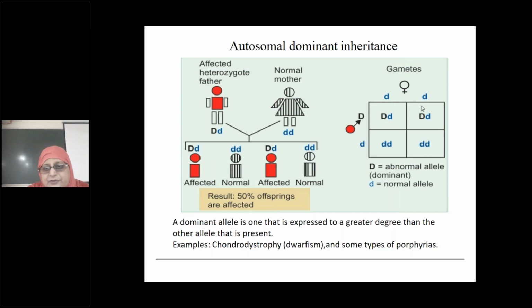If you see according to this table, what are the different types of combinations that you can get? Here you have 2 that will be heterozygotes and 2 that will again be normal. You can see these 2 are the affected ones, as they are receiving the trait because it's a dominant one. 2 offspring, or 50% of the offspring, will be affected, while 50% will be normal. An example of dominant inheritance you can see in some conditions like dwarfism or chondrodystrophy or some types of porphyrias.